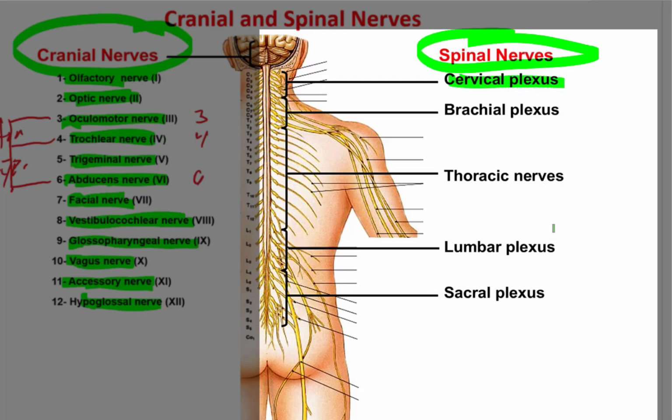Cervical plexus comes from where? Cervical. Right? Brachial plexus comes from what? The part that doesn't give you irrigation to your arm, right? Thoracic nerve from your thoracic vertebrae, right? Lumbar from the lumbar region, sacral from the sacral region. And we're going to go into those spinal nerves, okay?